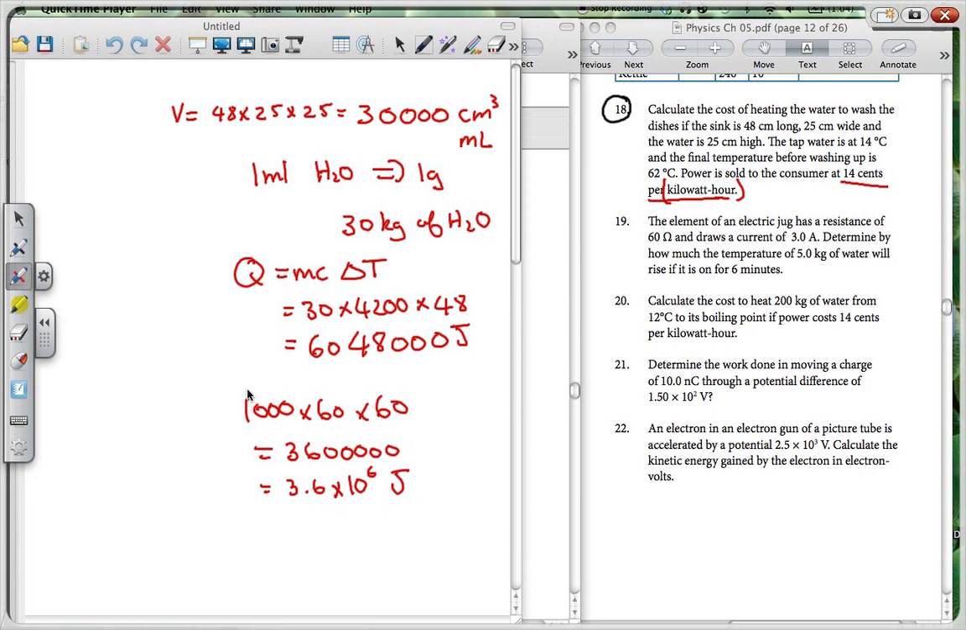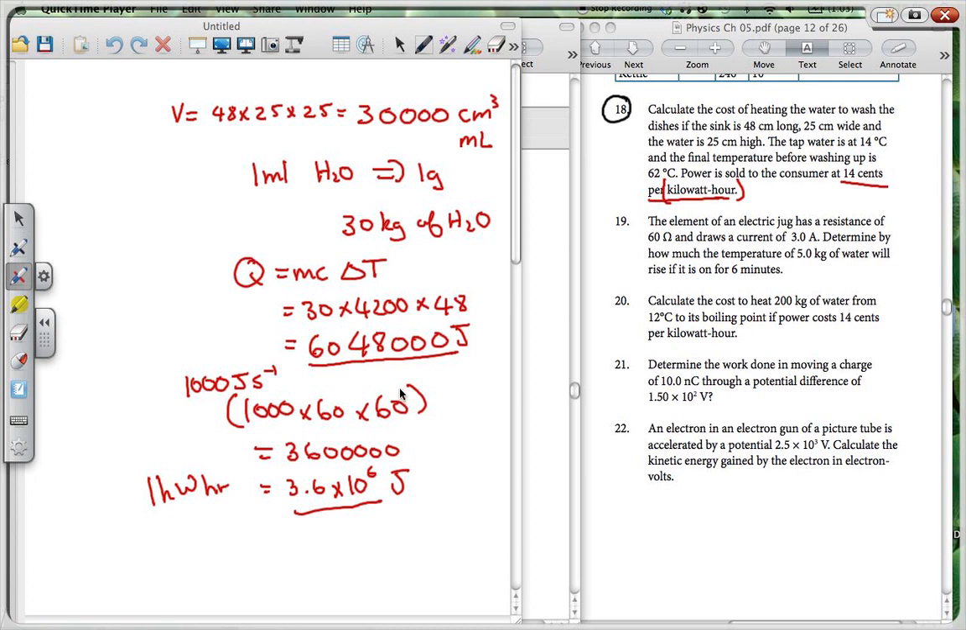Basically, you've got a 1000 watt appliance, 1000 watts, so it's 1000 joules per second. It's being used every second, and it's been used for 1 hour. That's the amount of energy that we're dealing with. So that is 1 kilowatt hour. That's what it means, is that many joules. So we need to therefore divide that by that, and we will see the number of kilowatt hours.